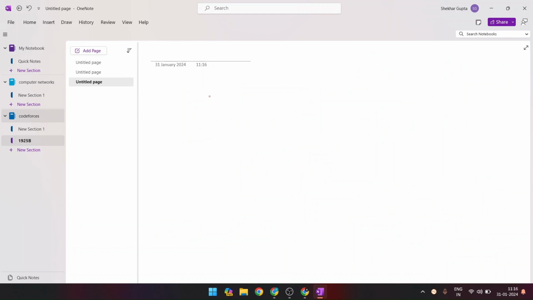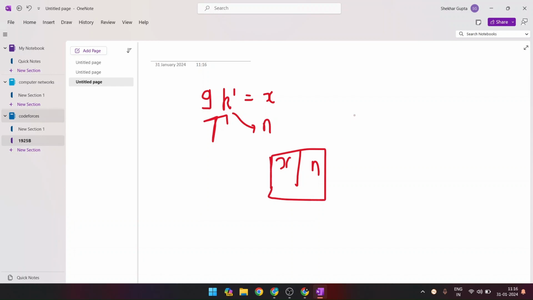Means your task was to find g into some k dash equal to x, and this g into k dash is limited. I would say your g into k dash is limited by your n. Okay, now see what we will do. Now see, you have this number x by n. X by n is a number which is g into k1 dash.